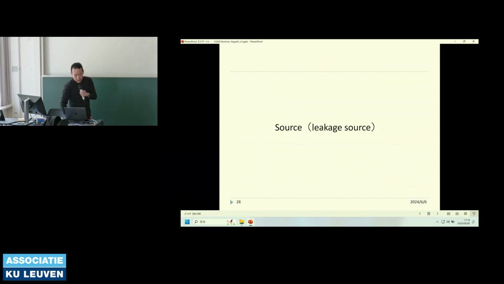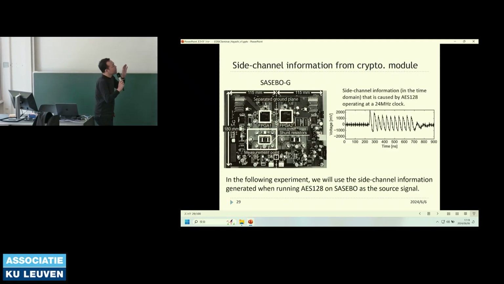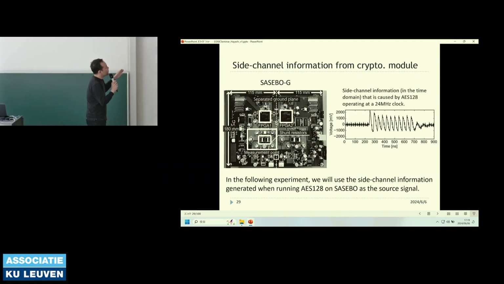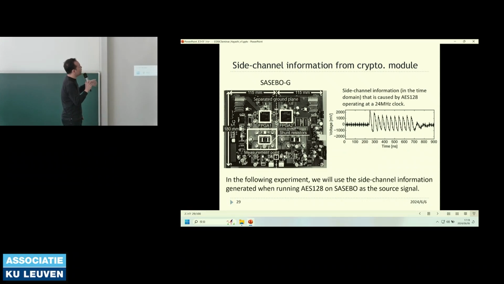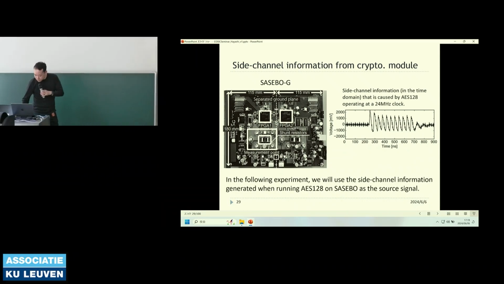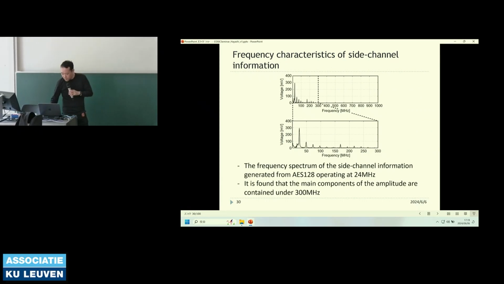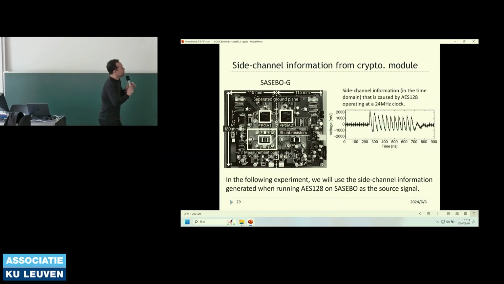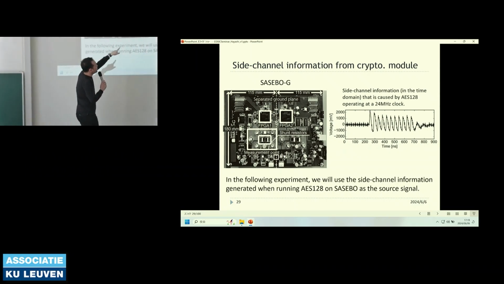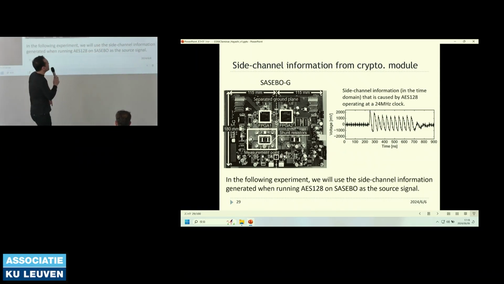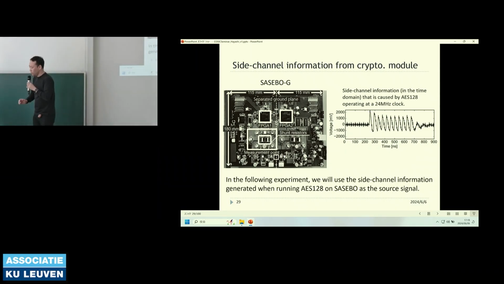Okay. The first, in this example, leakage source, I focus on the AES side channel signal. This is a leakage signal. This is a frequency spectrum. Okay, the clock frequency is 24 megahertz. This is the typical side channel leakage signal.